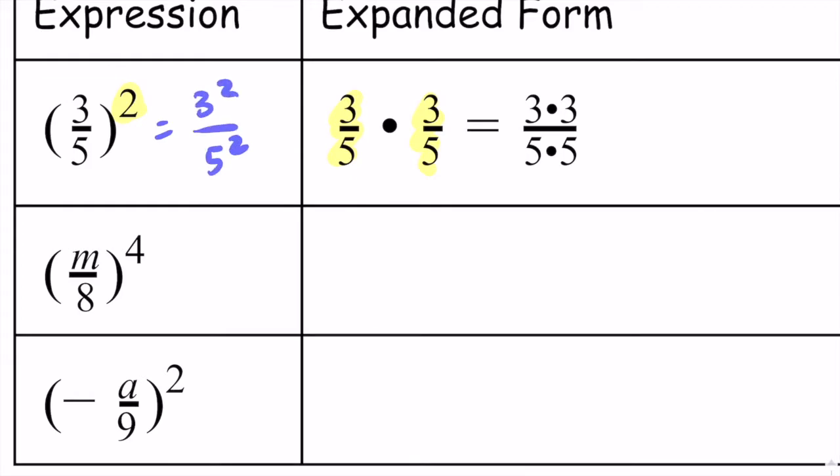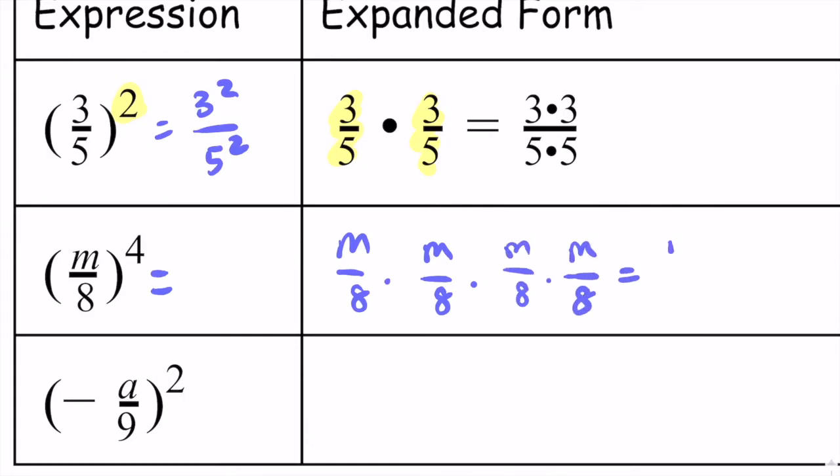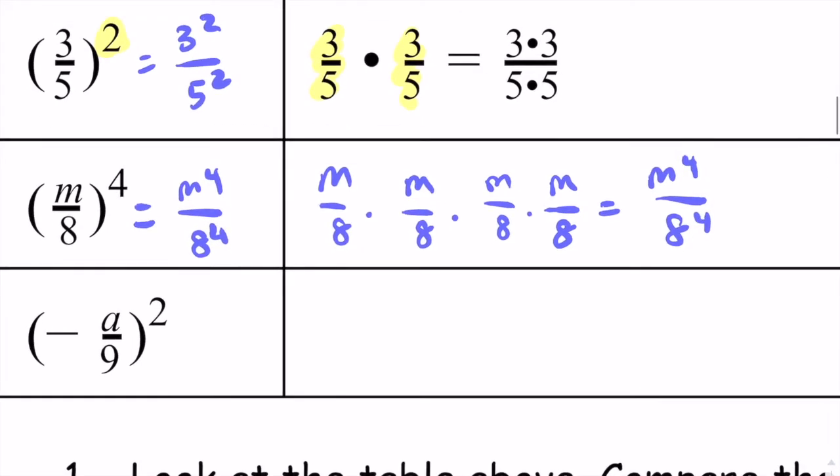It's very similar to the one we just did, right? So this one is going to be m over 8, to the 4th: m over 8 times m over 8 times m over 8 times m over 8, which is m to the 4th over 8 to the 4th. Hopefully you guys are able to see the pattern with this one as well. Yes, we are distributing for this one as well.